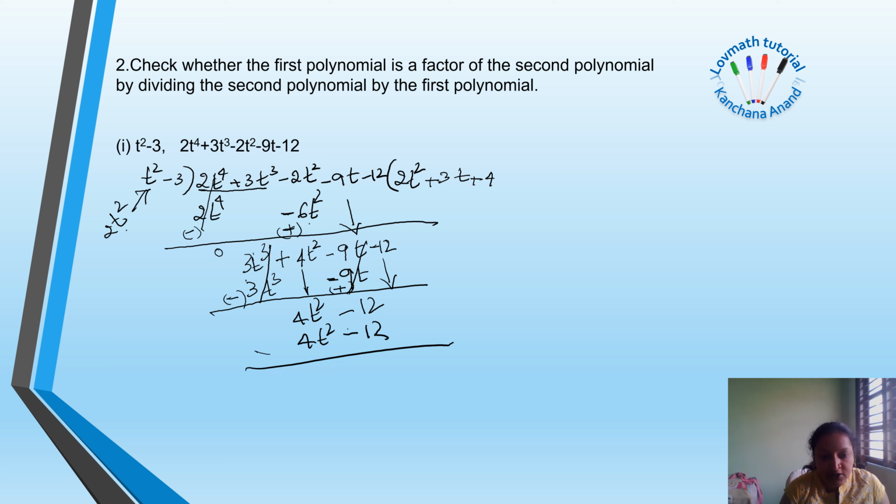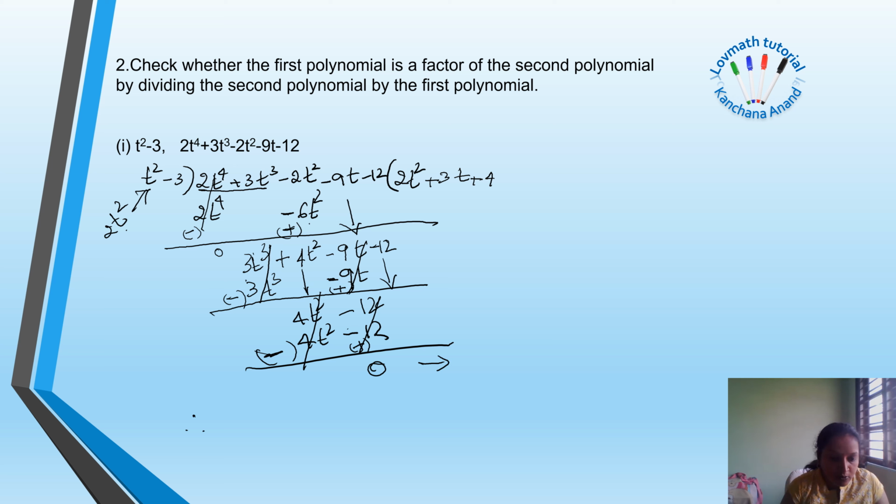When we subtract this, here plus 4t square becomes minus 4t square, here minus 12 becomes plus 12. Therefore, 4t square and minus 4t square get cancelled. Here also minus 12 and plus 12 get cancelled. So the remainder is 0.